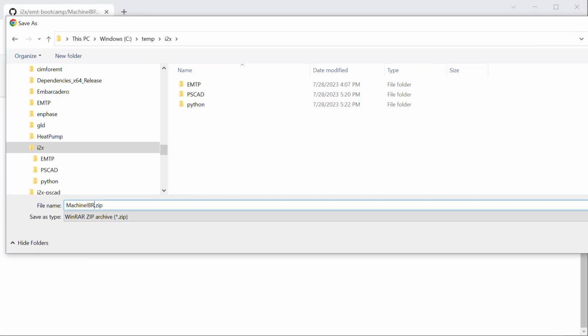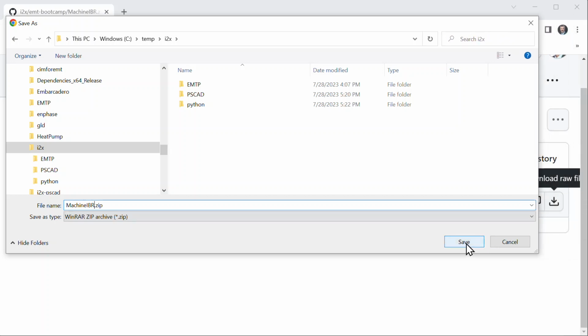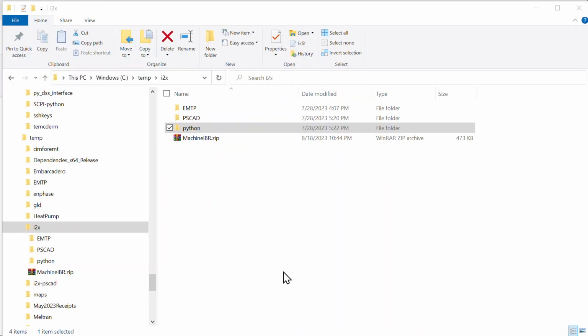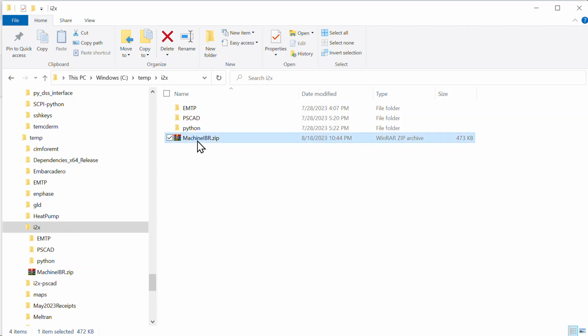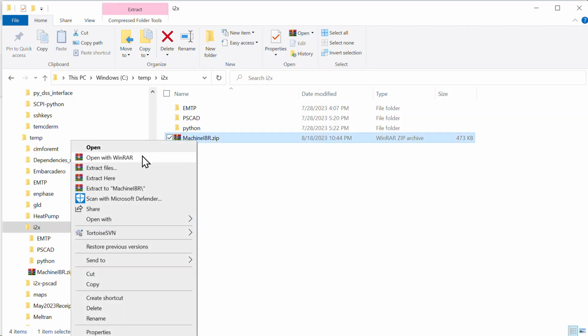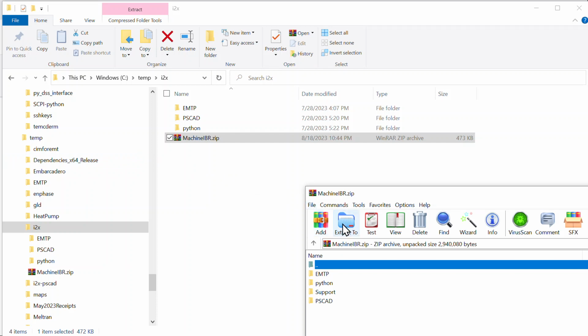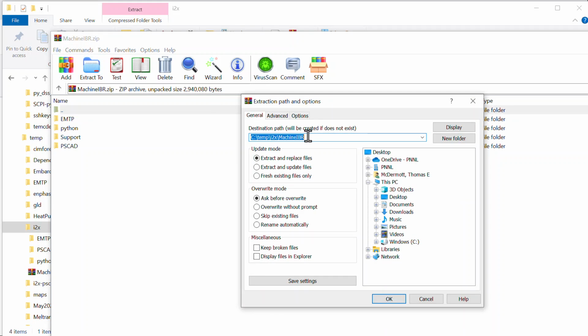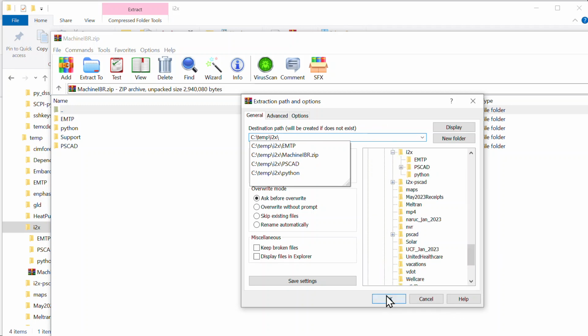So let me see if I can get my window back on the screen. You can see it. So I'm just going to hit save there, and it did. Okay. Now in Windows Explorer, I have navigated to the directory where I just saved that zip file. What I'm going to do is open it with my utility, and I'm going to extract it, not to temp I2X MachineIBR, but I want to go straight to temp I2X.